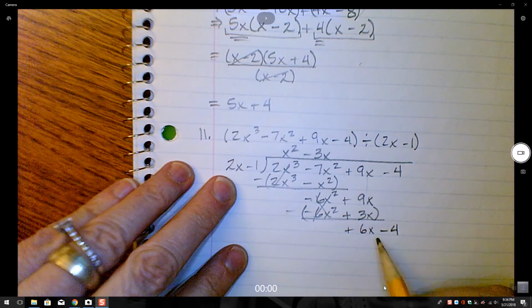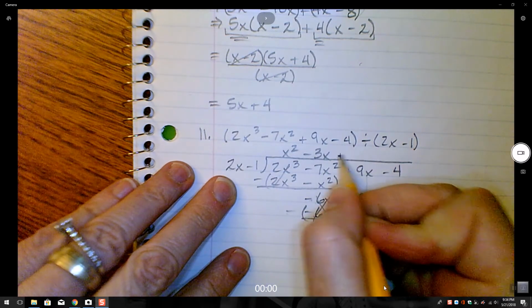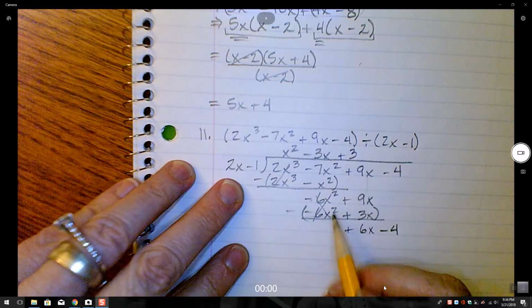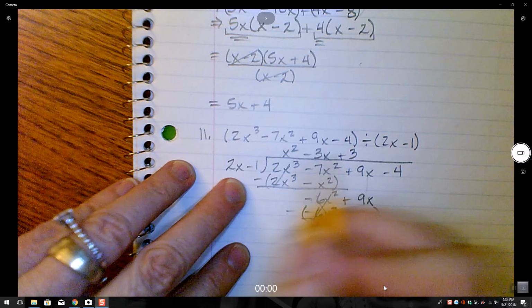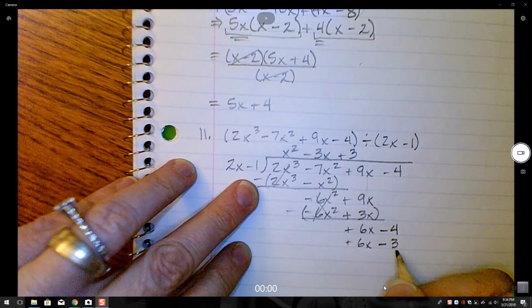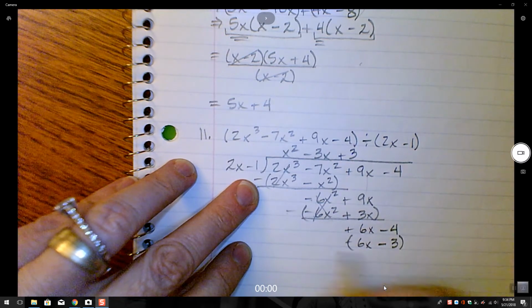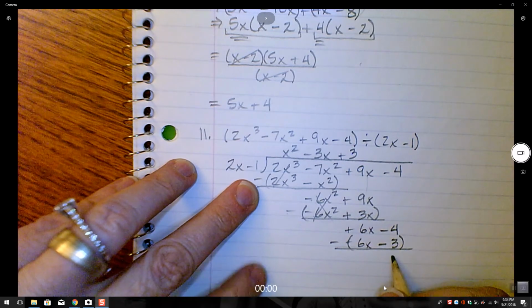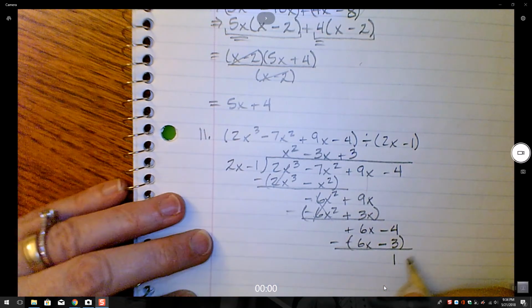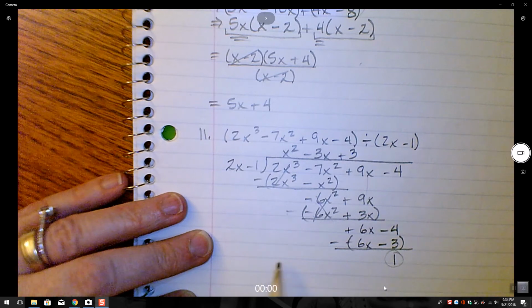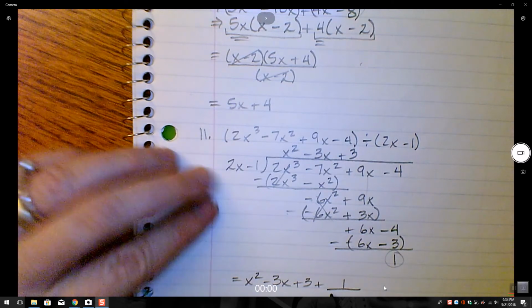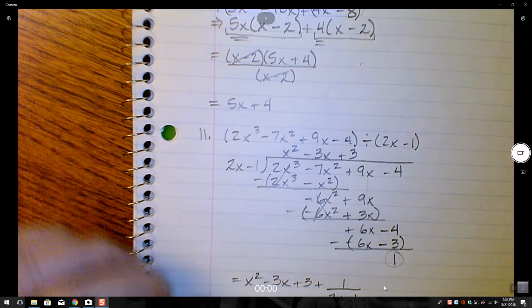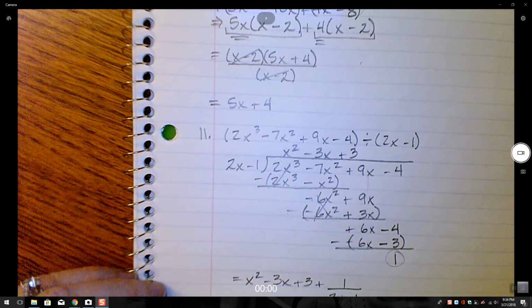Again, 2x goes into 6x 3 times. So 3 times 2x is 6x, and 3 times negative 1 is negative 3. And I'm subtracting that, so I'm going to end up with 1. This is a remainder. What this is going to look like then is x squared minus 3x plus 3 plus 1 over 2x minus 1. And we're done.